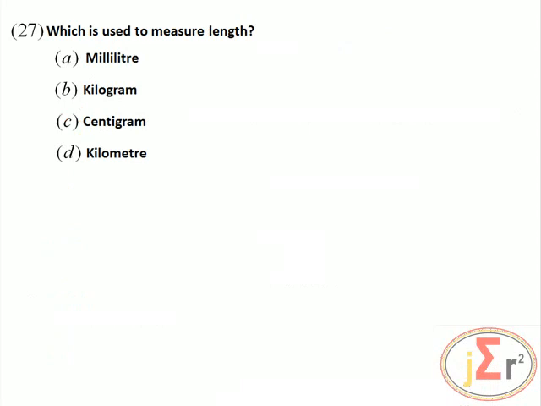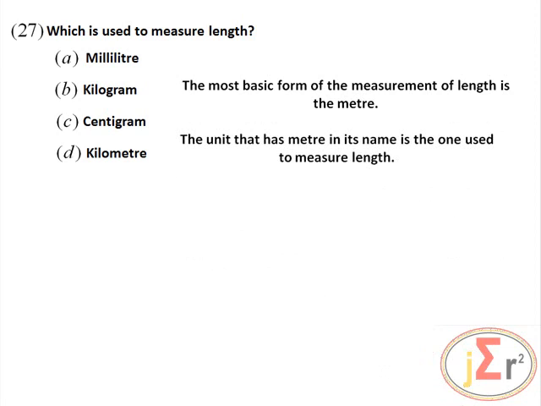Which is used to measure length? Length, Jerry. The most basic form of the measurement of length is the meter. The unit that has meter in its name is the one used to measure length. So which one has meter in its name? Look at it. Milliliter, kilogram, centigram, kilometer. Right, so this is the one that has meter. So kilometer is the correct answer. And it is option D.